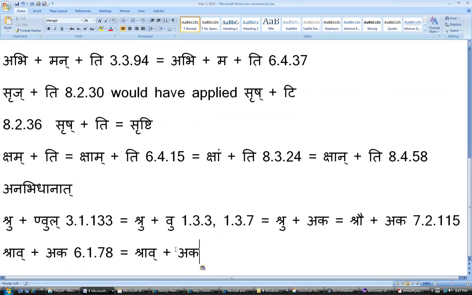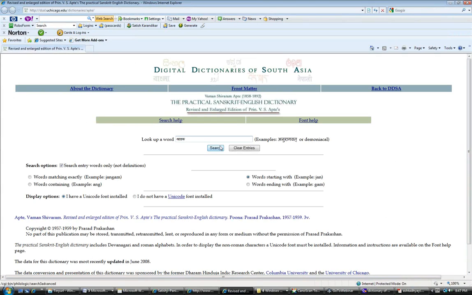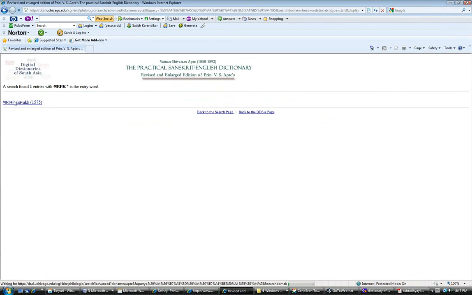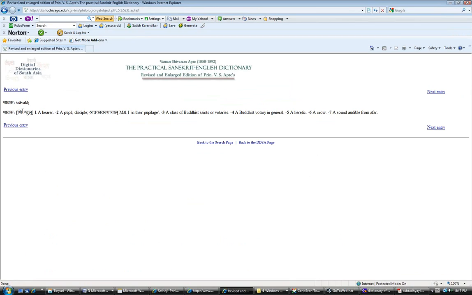This is a wonderful dictionary. Please use it. Okay, shravaka. Let's see shravakah, because the point I'm trying to make is that this could also have been a causative form. Let's see what Apteji has to say. Another great man. As I said, Apteji died at the age of maybe 40, and he composed a dictionary. But he doesn't say that. He only says a hearer, a pupil, disciple.